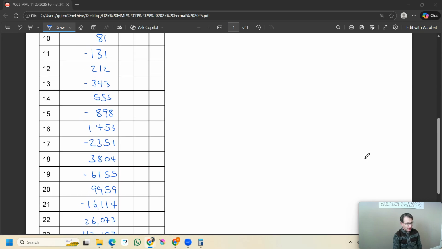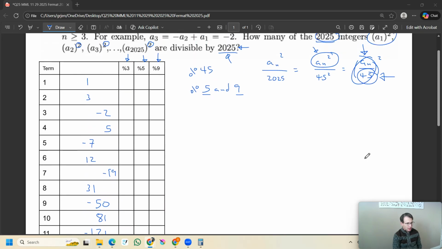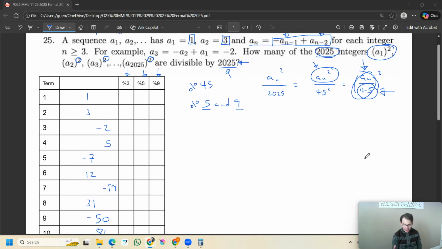So I just used the calculator to build out this list. And now let's investigate the list and see what patterns we find when we're looking at divisibility by 5 and by 9. Now, divisibility by 9, of course you need to be divisible by 3, but the divisibility test for 9 is you take the digit sum and see if it's divisible by 9.